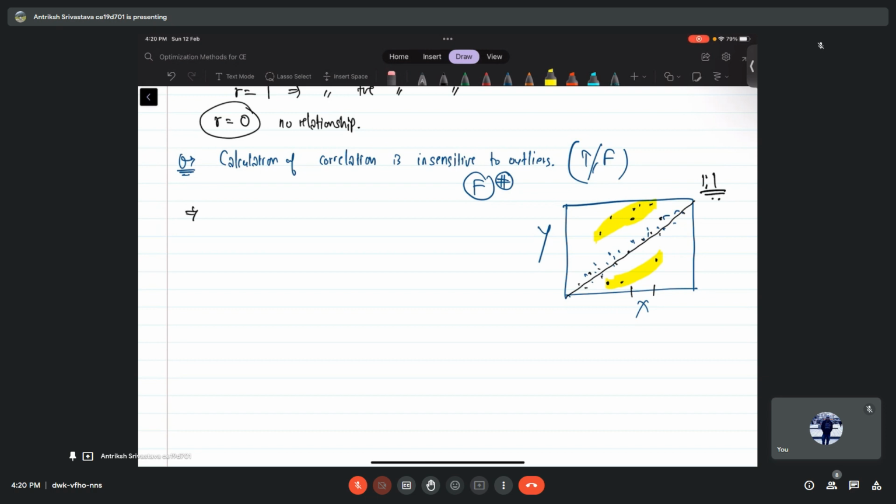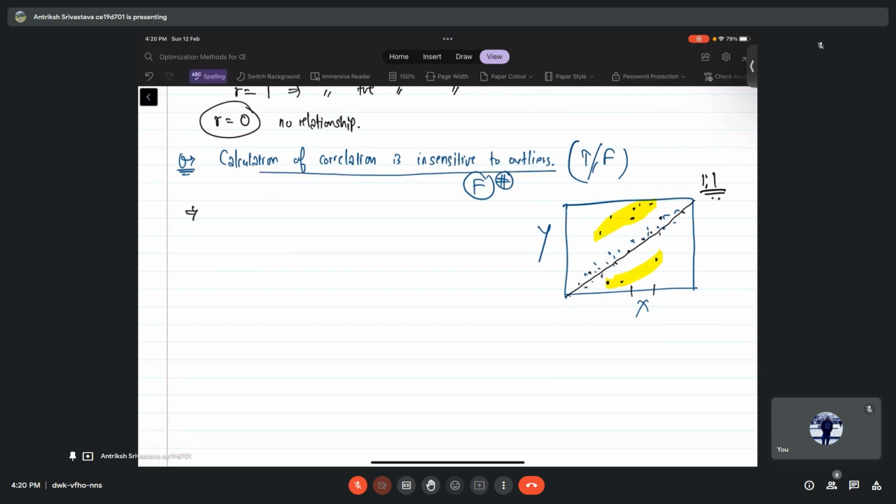Okay, so now the answer to this question: calculation of correlation is insensitive to outliers. It means this question is saying that even if you have outliers, this correlation value is not going to change. And for this example, it is going to say that x and y are very nicely correlated, and that it is positive. So you may think that it will say the correlation value, the small r, is equal to 0.99.